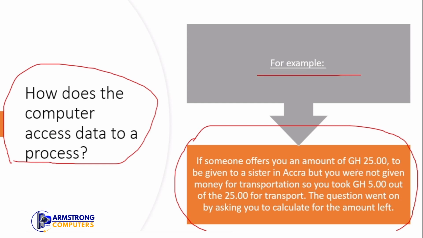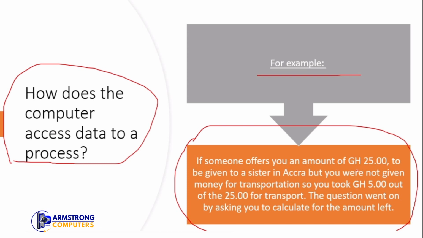If someone offers you an amount of 25 Ghana cedis to be given to your sister in Accra, but you are not given money for transportation, you take 5 Ghana cedis out of the 25 Ghana cedis for transport. The question asks you to calculate the amount left. Verbally, you can just subtract 5 from 25 to get 20.